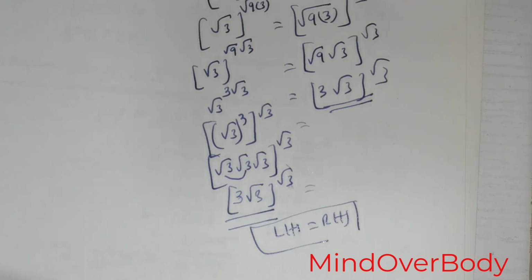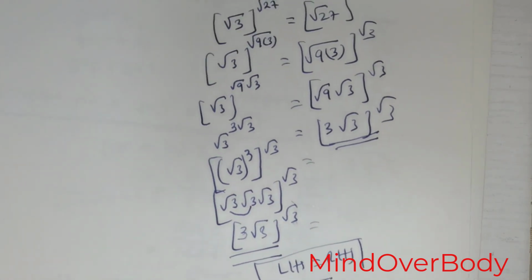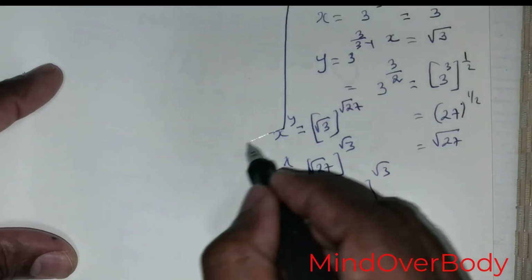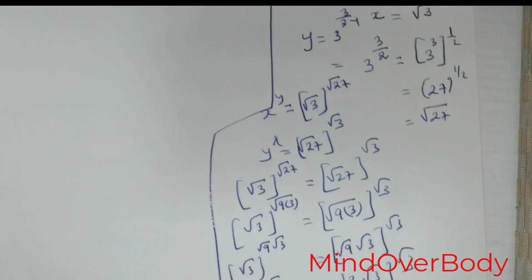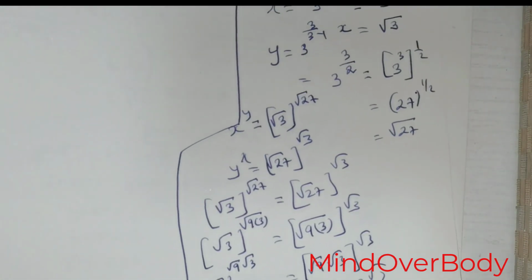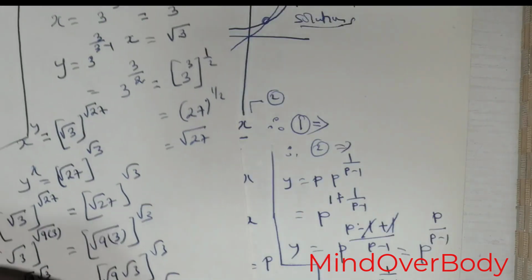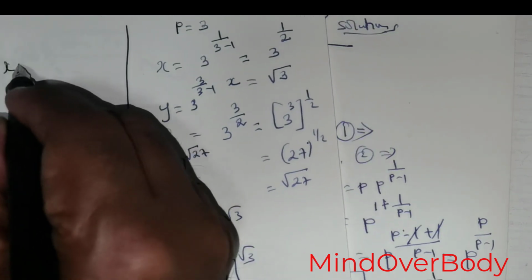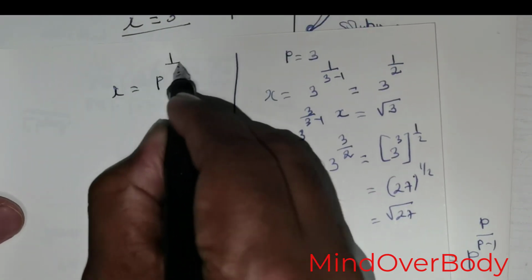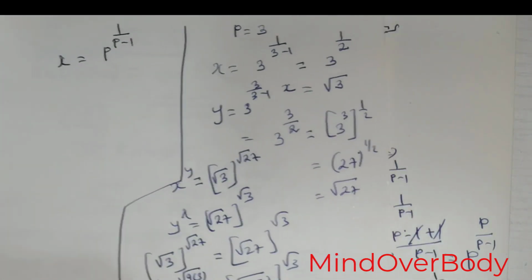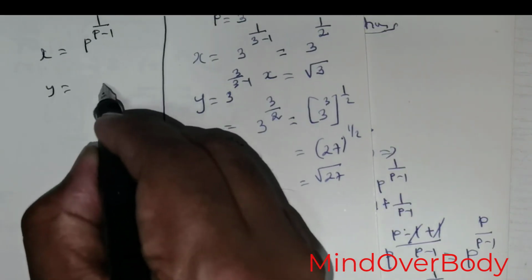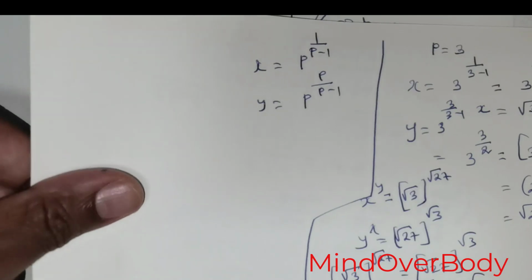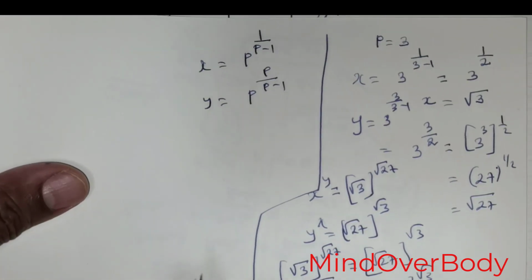Now I would want to show you one more thing, for the value that we have just got. Let me write down the value for x. Now x is equal to p raised to the power 1 over p minus 1, and y is p raised to the power of p over p minus 1. So this is the value that we have just reached, right?